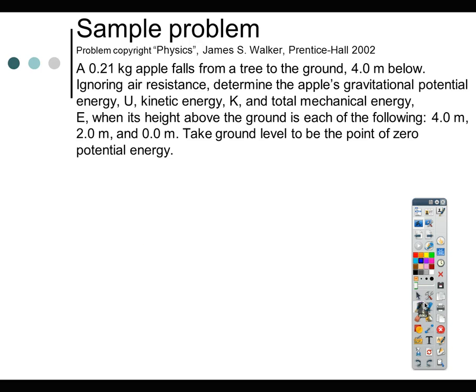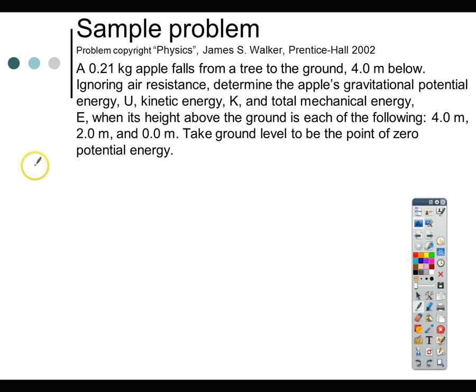All right, so this is a potential energy problem, and it says you have a 0.121 kilogram apple. It falls from a tree to the ground 4 meters below. You're ignoring air resistance here. So they want you to determine the gravitational potential energy, the kinetic energy, and the total mechanical energy when its height above the ground is the following.